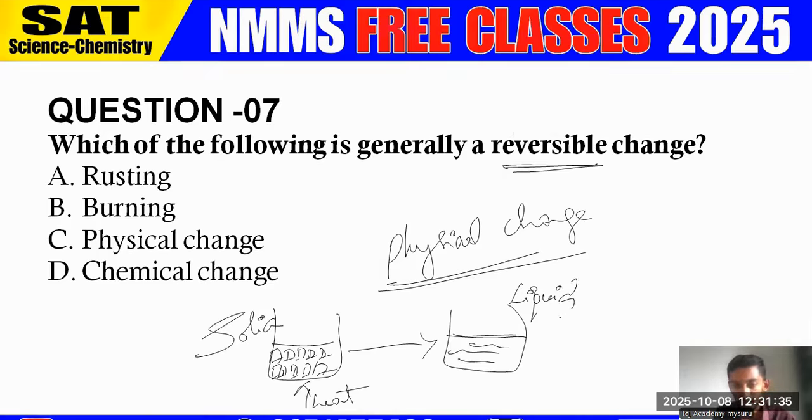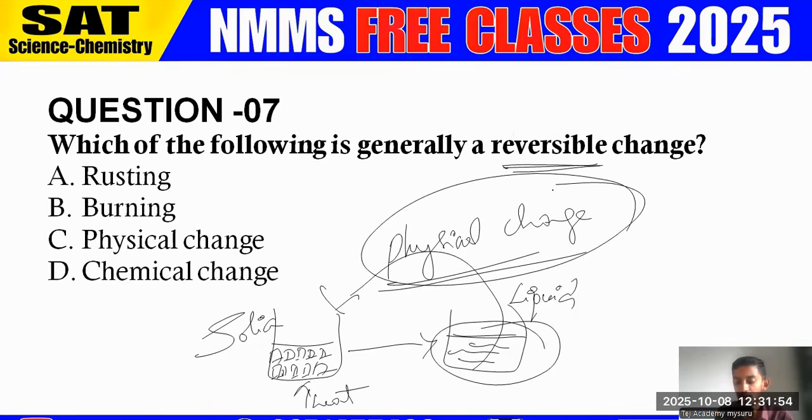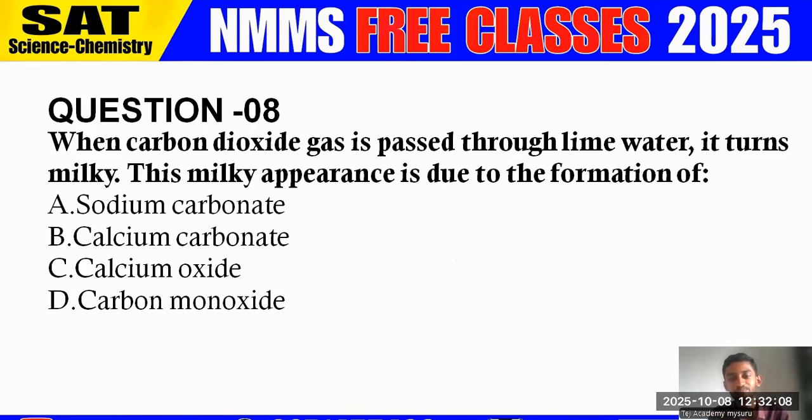So this is one process. If you keep this liquid to freeze, then it will convert again into ice cubes. So here the change is reversible. So all physical changes are reversible changes. I hope this question is clear. So the correct option is what? Physical change. The reversible change is nothing but physical change. Then we will move on to question number 8.